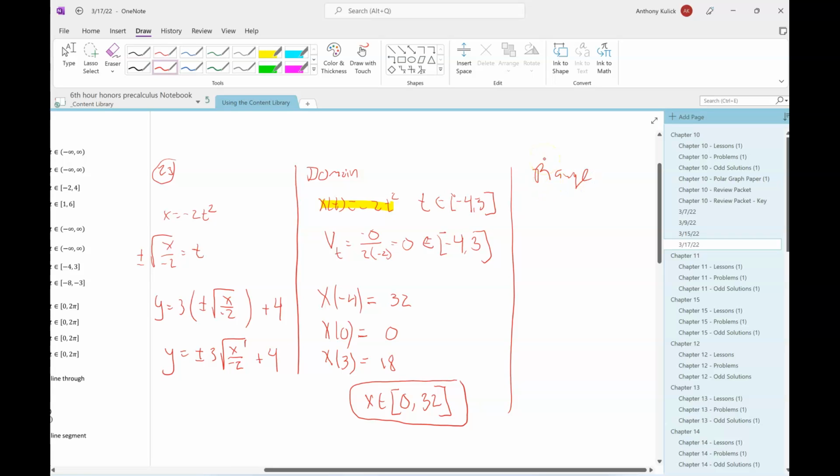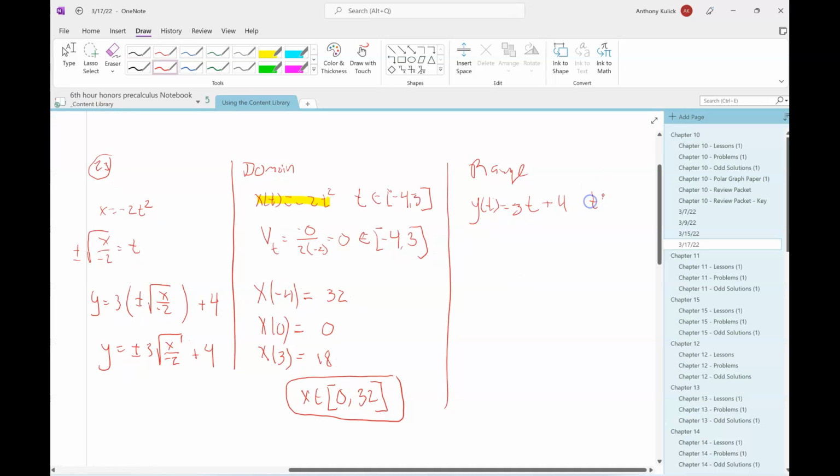Okay. The range is real easy since the y function is linear. What is that? +4. All I care about is the endpoints.